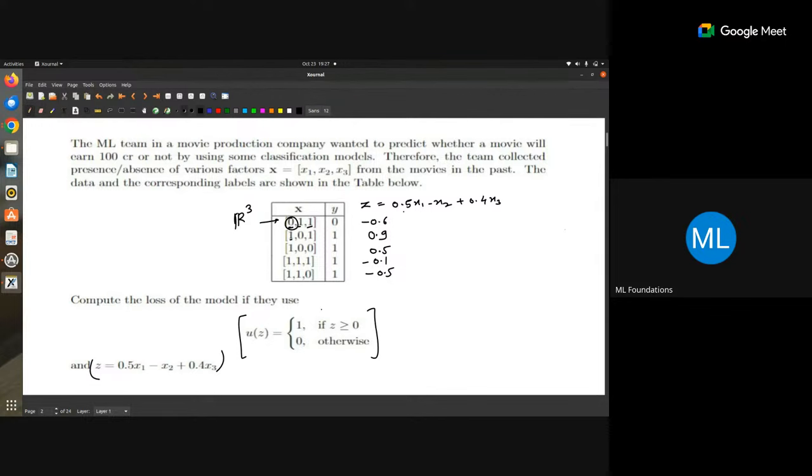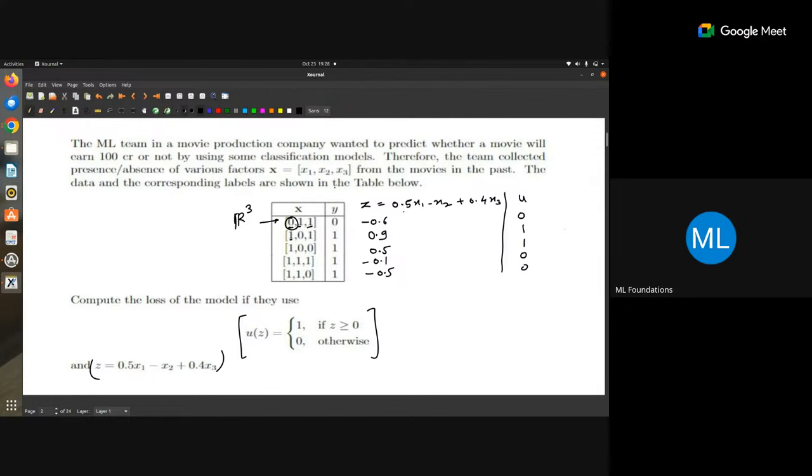And what is our model? If z is greater than or equal to 0, I should output 1. Let's say this is u, which is important here. Whatever positive values are there, we get 1s, and apart from that it is 0.